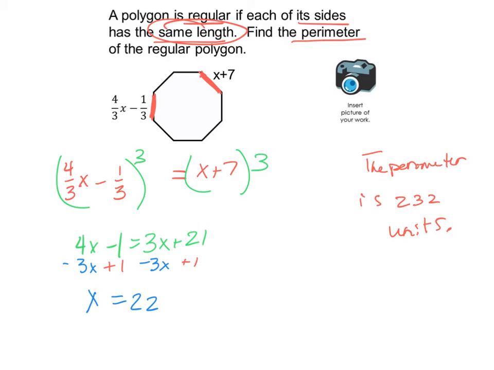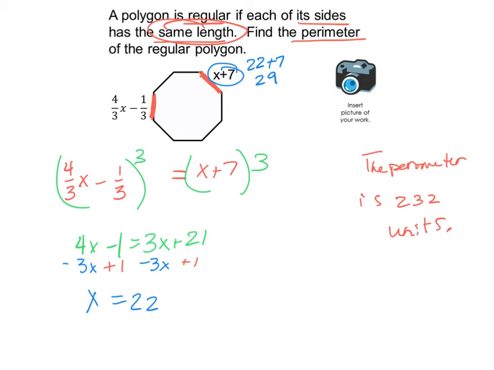I know what x is now. That doesn't give me a length though. That helps me so I can figure out what the side length is. So I'm going to substitute 22 in for x for my side length. So my side length is 29.